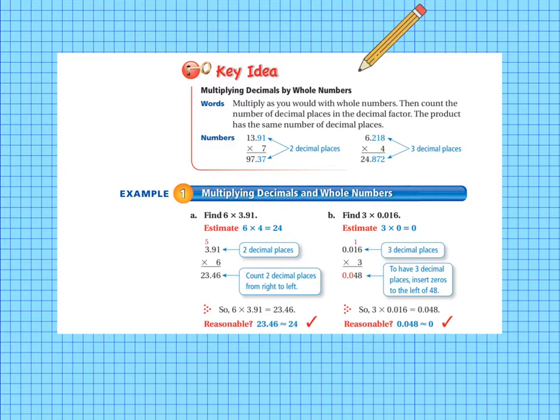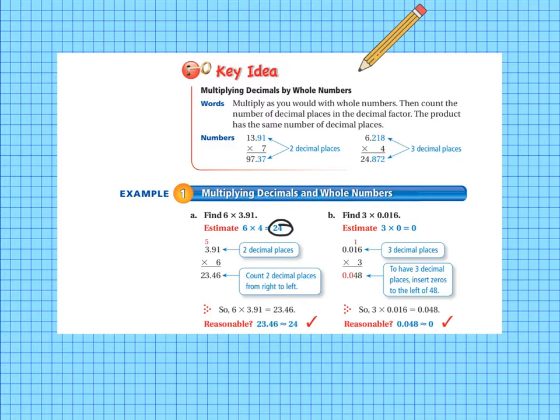Example 1, multiplying decimals and whole numbers. Find 6 times 3.91. So we're going to estimate so we can check our answer at the end. 6 is 6. We're going to round 3.91 to 4. So 6 times 4 is 24. That's our estimate. And then we multiply. And I always tell kids just ignore the decimal point while you're multiplying. So the difference between multiplying decimals and adding or subtracting is you don't need to line up the decimal points when you're multiplying. You do when you're adding or subtracting.